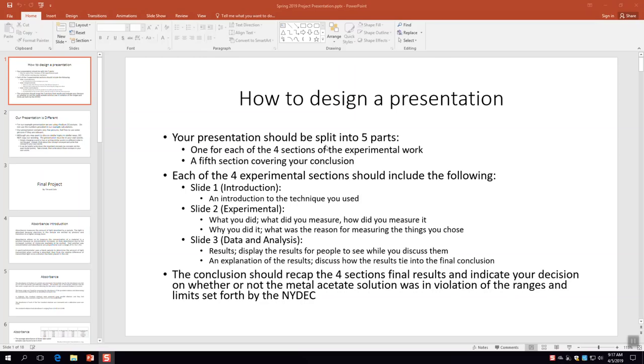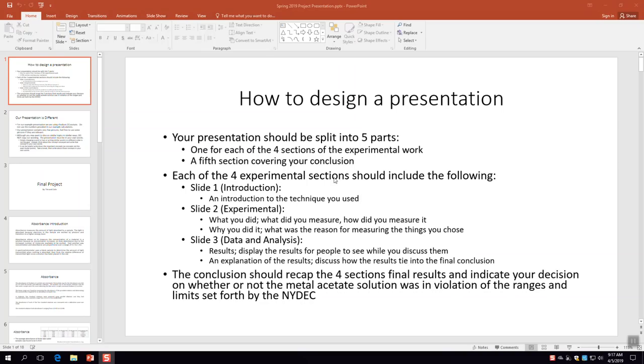One for each of the 4 sections of your experimental work, so the absorbance, the conductivity, the freezing point depression, and the titration parts. And then the 5th section should cover your conclusions, such as what are your recommendations to the New York DEC about whether or not this company is or isn't outside of the guidelines provided.